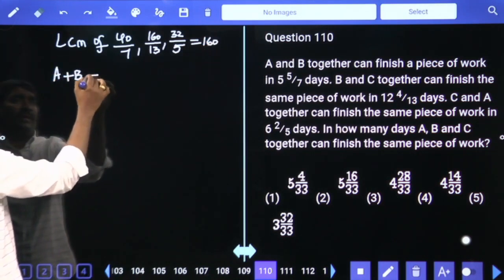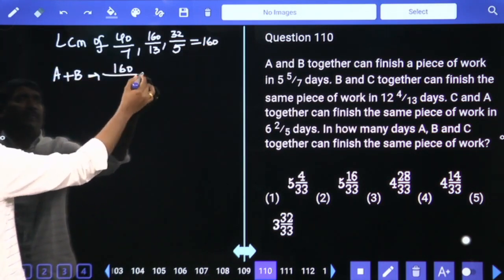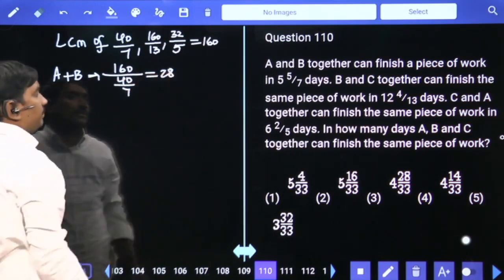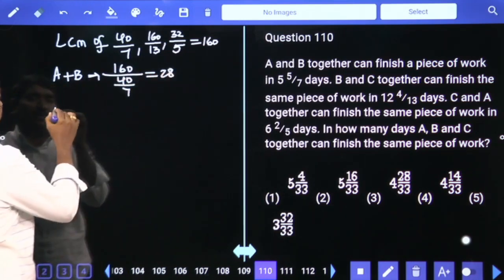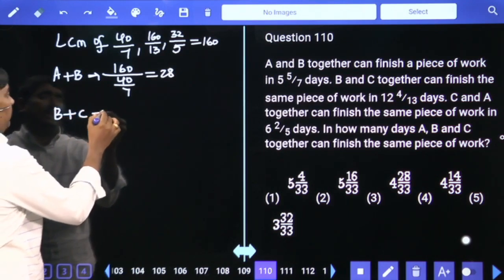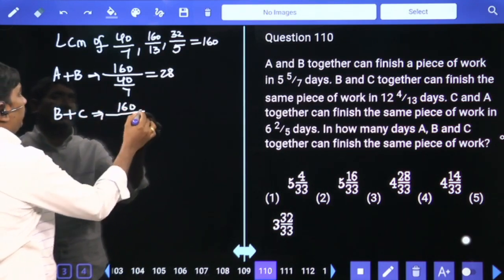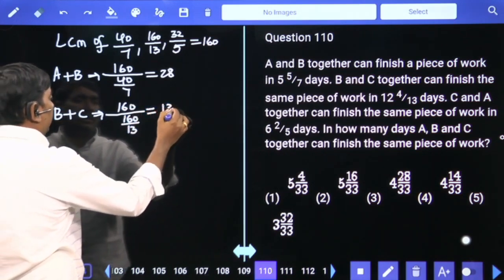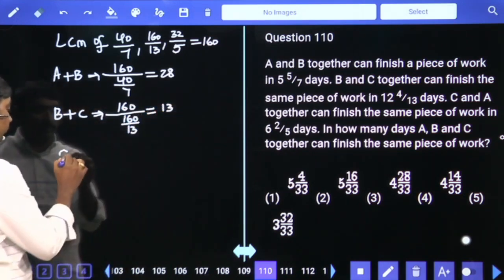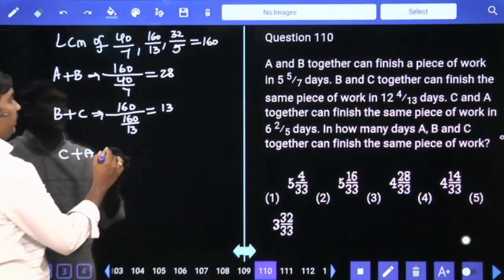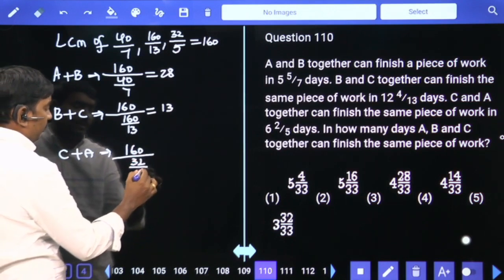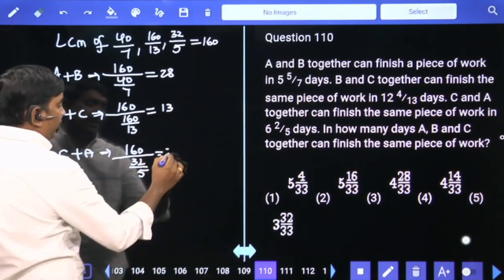A plus B together can do 160 units in 40 by 7 days, per day 28 units. B plus C together can do 160 units in 160 by 13 days, per day 13 units. C plus A together can do 160 units in 32 by 5 days, per day 25 units.